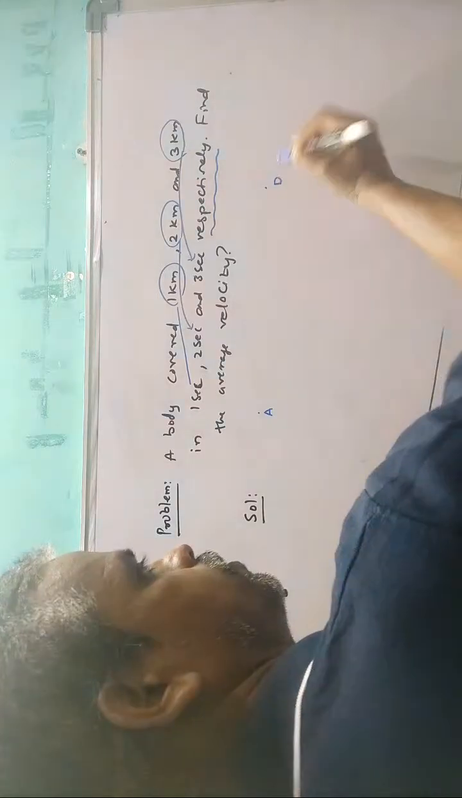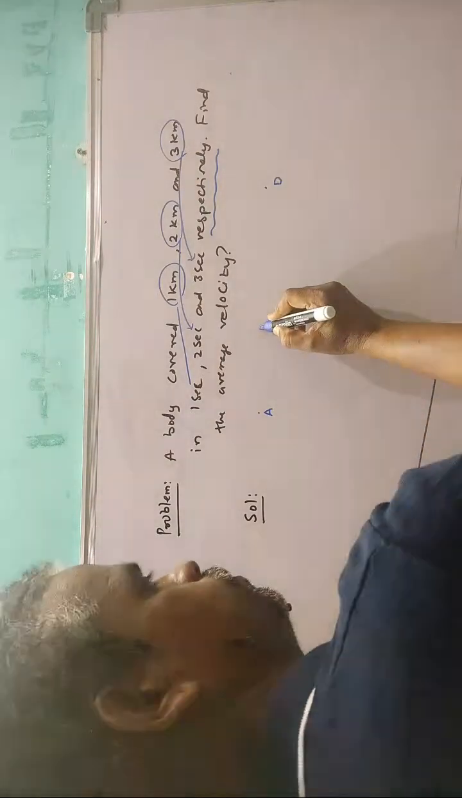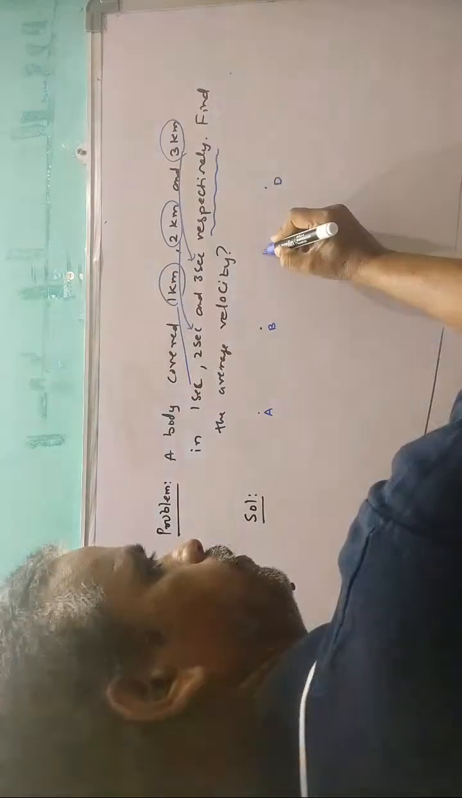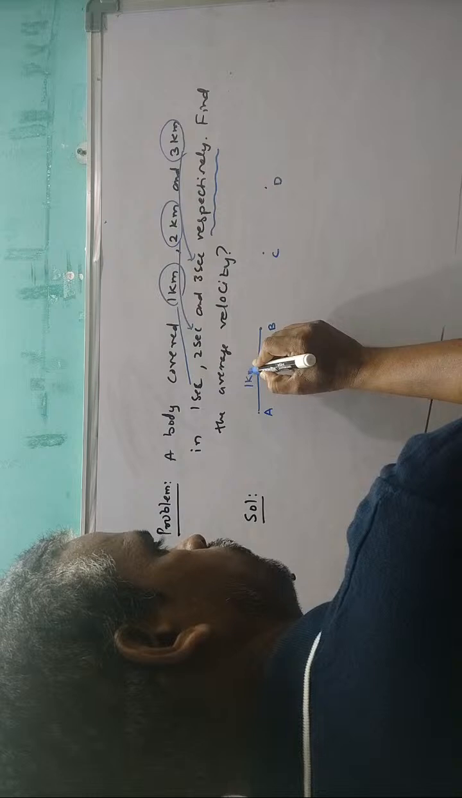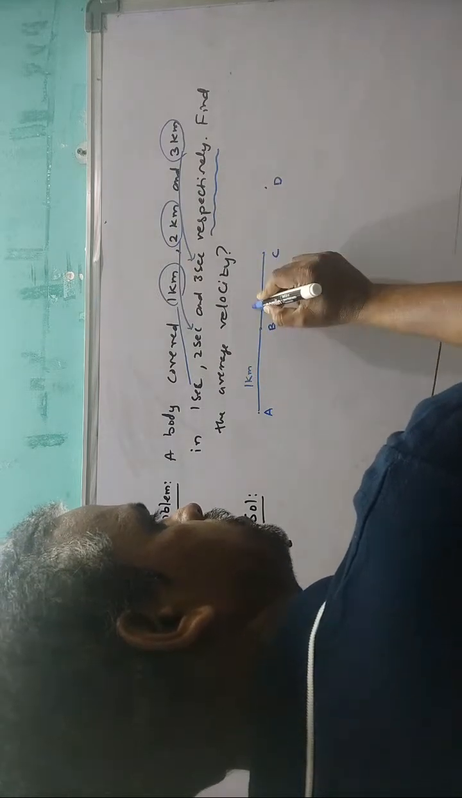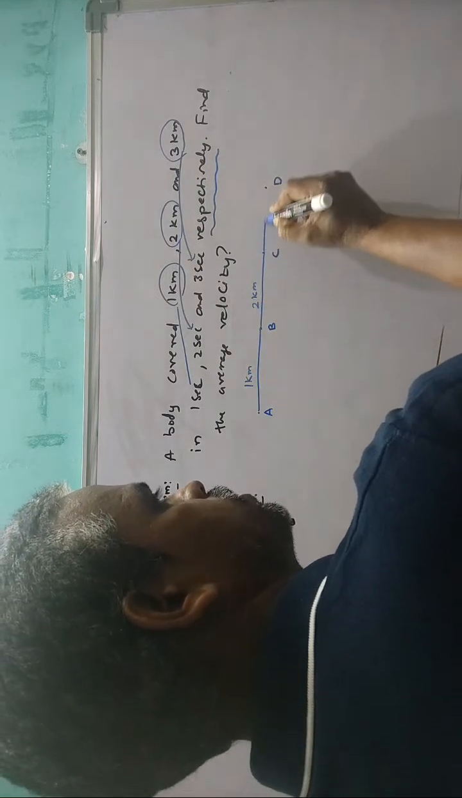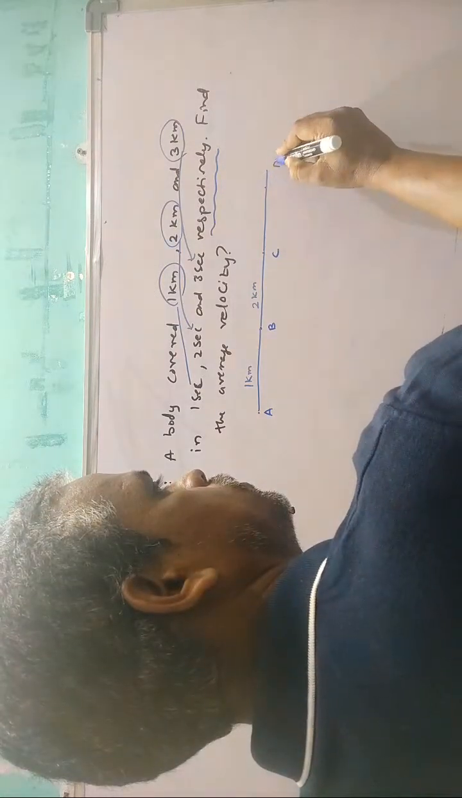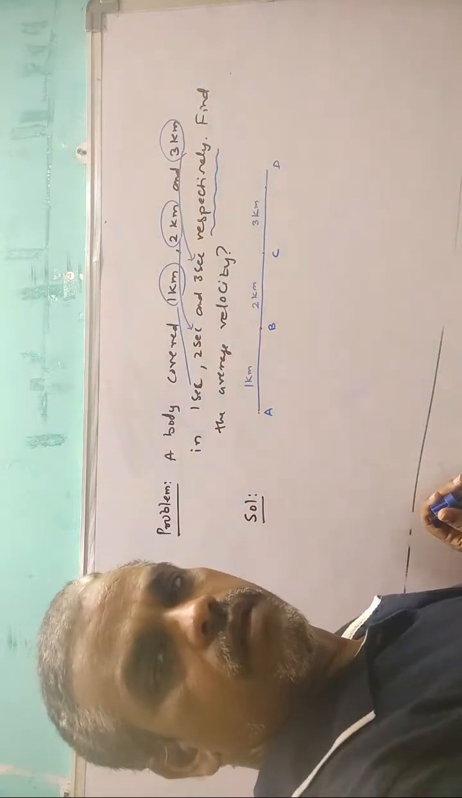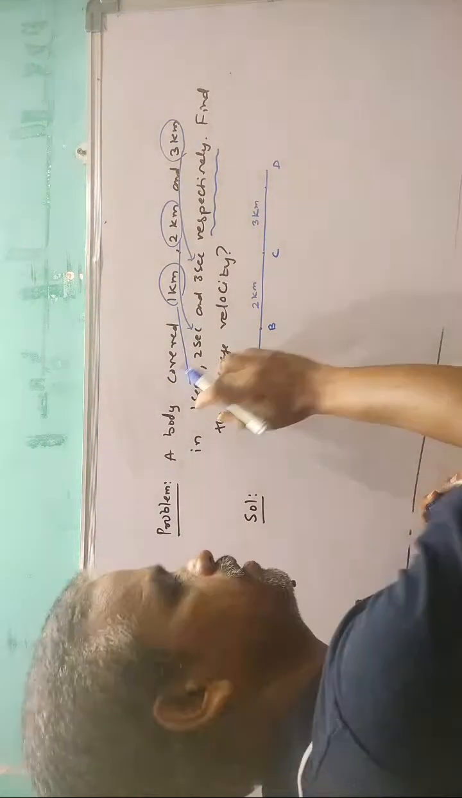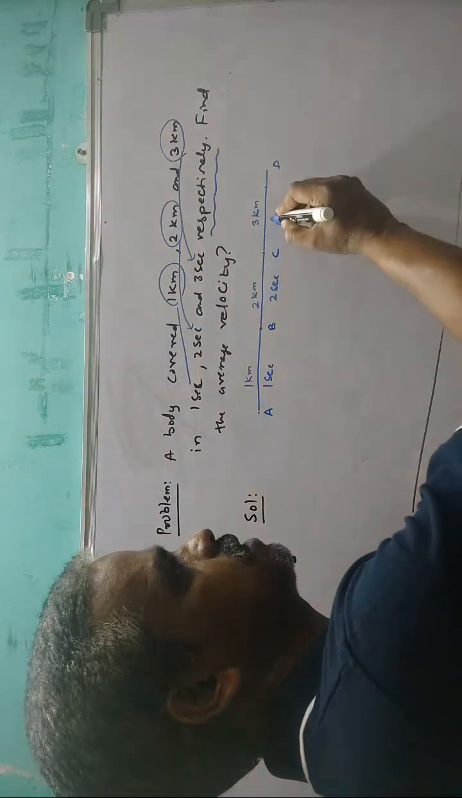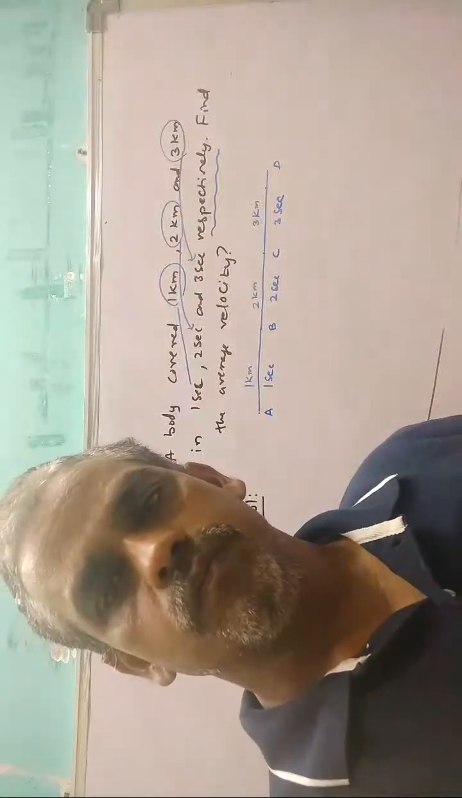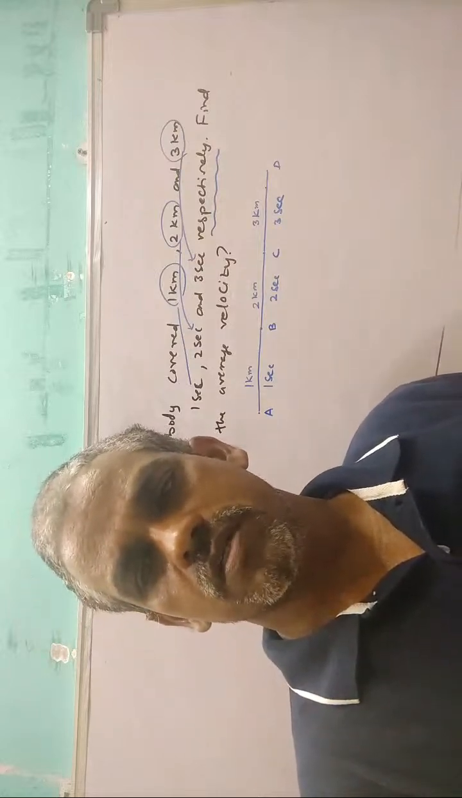And D, C, B, C. Up to here 1 kilometer. This is the distance 2 kilometer. This is the distance 3 kilometer. Then 1 kilometer covering 1 second, 2 kilometer covering 2 seconds, 3 kilometer covering. Give me the answer first.